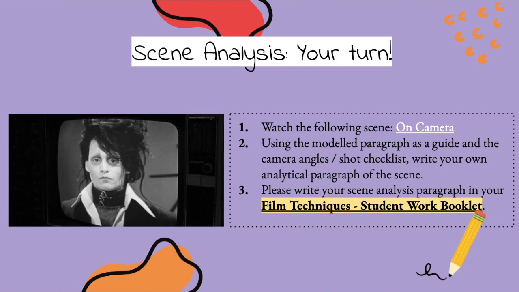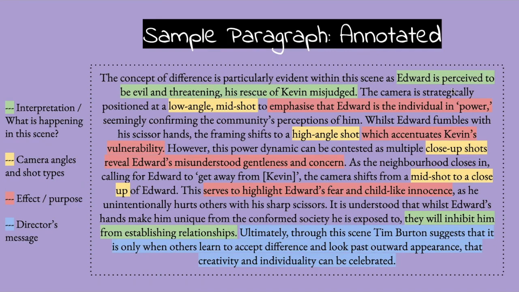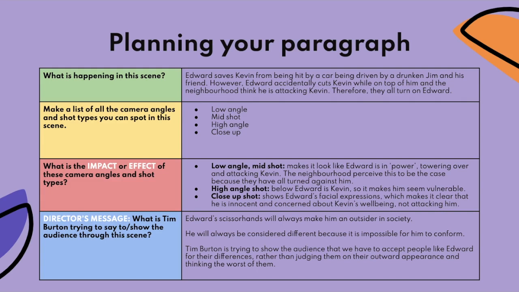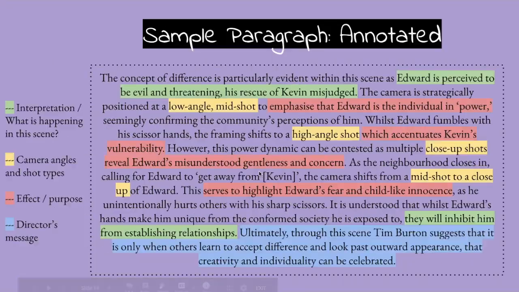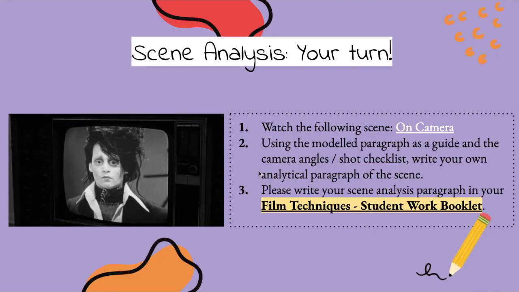So your job is to click on this link, which is going to take you to another scene from Edward Scissorhands. And I want you to use the modeled paragraph, so this one, as a guide, and I want you to watch the scene that I've linked there and fill out this exact same table as you're watching the scene. And then afterwards, I want you to have a go at writing your own scene analysis paragraph.